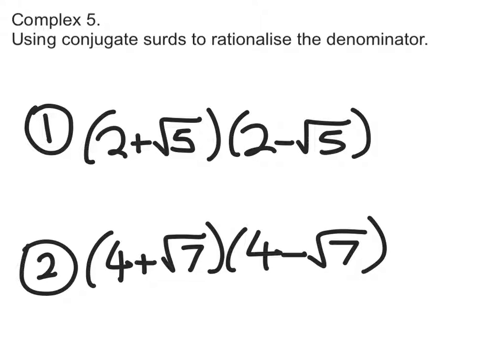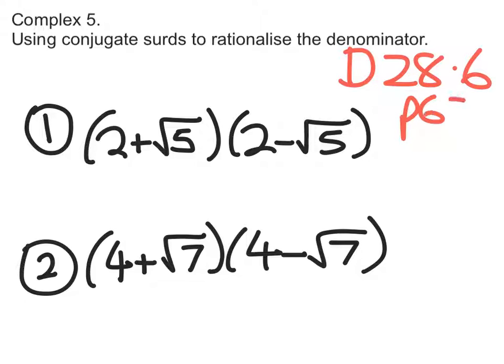This is the 5th complex numbers video. This one's got the longest title. It's using conjugate surds to rationalise the denominator. And this is based on the excellent Delta exercise, Delta 28.6. So that's on page 263.